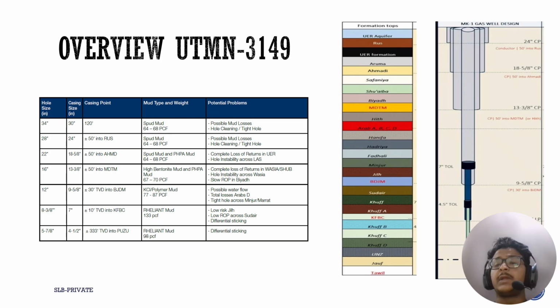Overview. I worked in Athmania 3149 and Alhamdulillah, I'm happy to say that we did a high score with 53 days. It's considered the fastest LSTK well that has ever been done in Athmania, with 53 days. Aramco planned 80 days for us, but we finished at 53. As you can see here, this is our game plan, our formation, and our design. Our design was MK1, starting at 34 and finishing at 578.